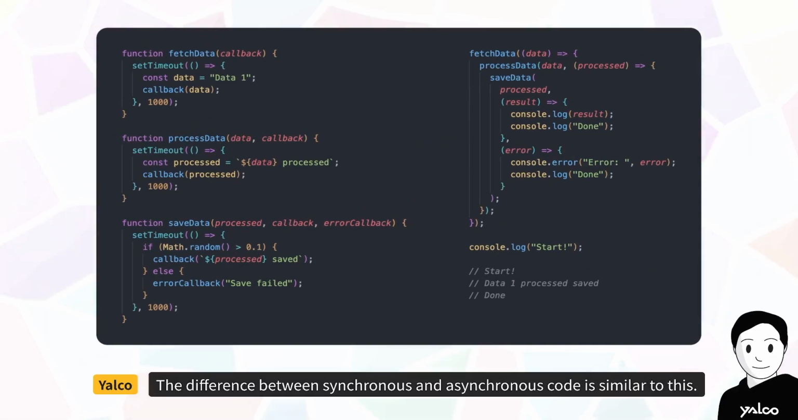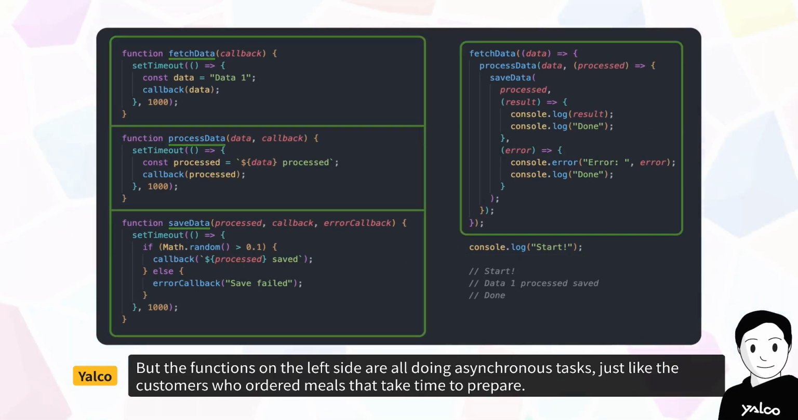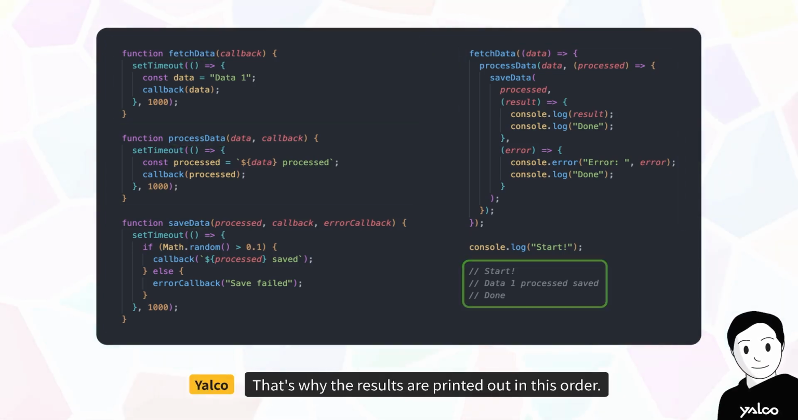The difference between synchronous and asynchronous code is similar to this. This console log is a regular synchronous code, like the customer who only bought a drink. But the functions on the left side are all doing asynchronous tasks, just like the customers who ordered meals that take time to prepare. Also, they wait for one order to be prepared and received before the next person orders. That is why the results are printed out in this order.